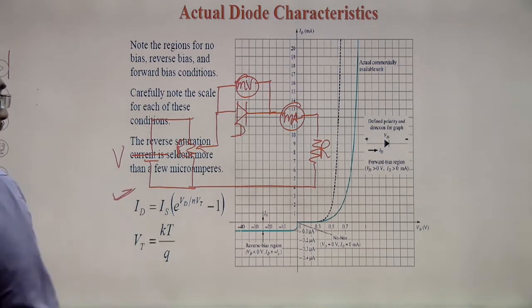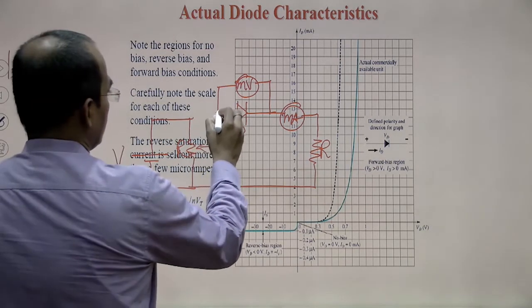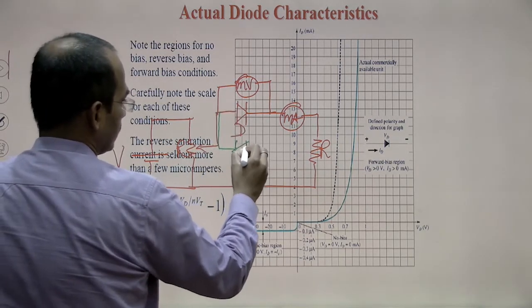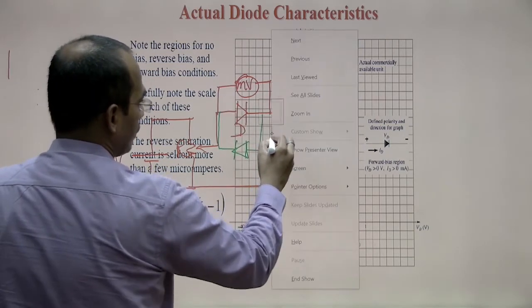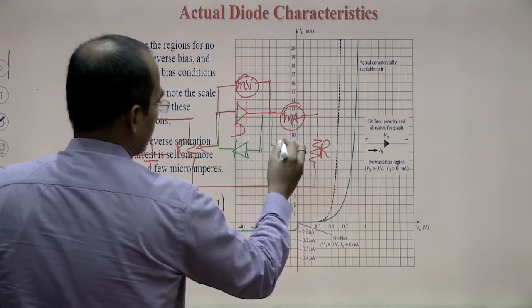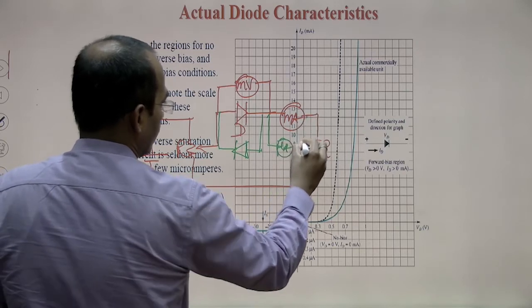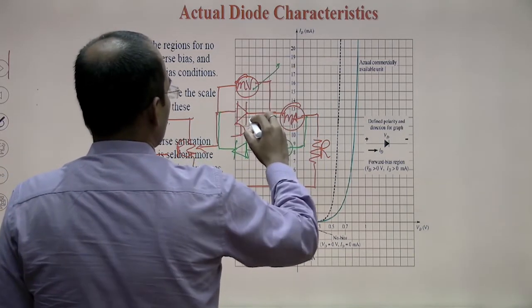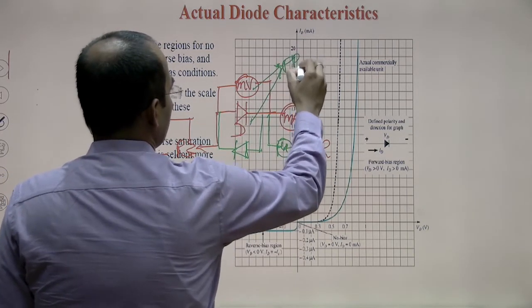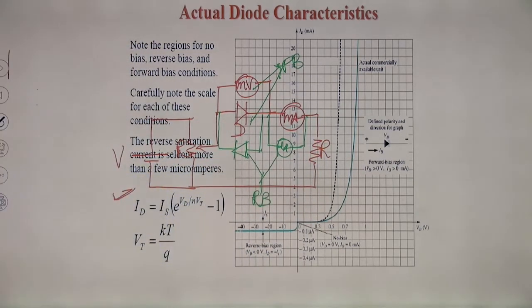You will get such a graph, or you can say it will follow this current equation. Similarly, for the reverse bias condition, you have to do nothing, you just have to change the direction of the diode, and instead of using this milliampere meter, I will use a meter of microampere capacity. This is for the forward bias condition and this is for the reverse bias condition.